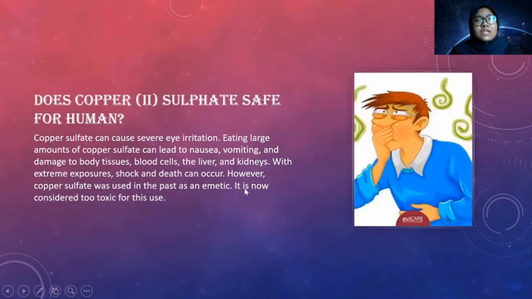So is copper(II) sulfate safe for humans? Copper sulfate can cause severe eye irritation. Eating a large amount of copper sulfate can lead to nausea, vomiting, and damage to body tissues, blood cells, liver, and kidneys. With extreme exposures, shock and death can occur. However, copper sulfate was used in the past as an emetic. Emetic means inducing vomiting. It is now considered too toxic for this use.